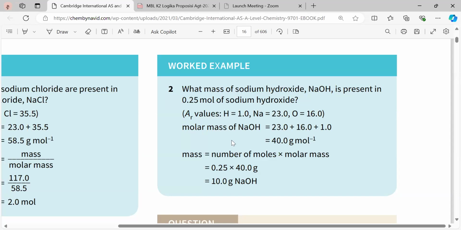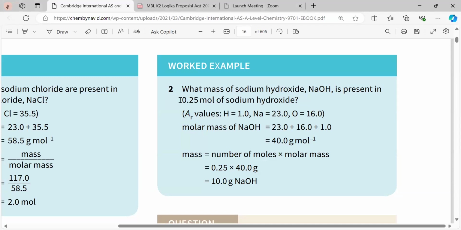First we need to define the Ar values. We have hydrogen as 1, sodium would be 23, and oxygen would be 16. Since all of them are only 1 mole, we don't need to do a multiplication. We can just add all of them up. So 23 plus 16 plus 1, we get 40. So we already know that the molar mass is 40.